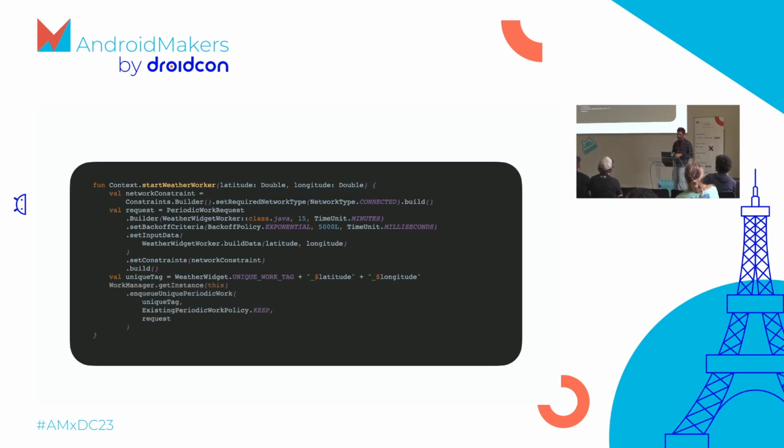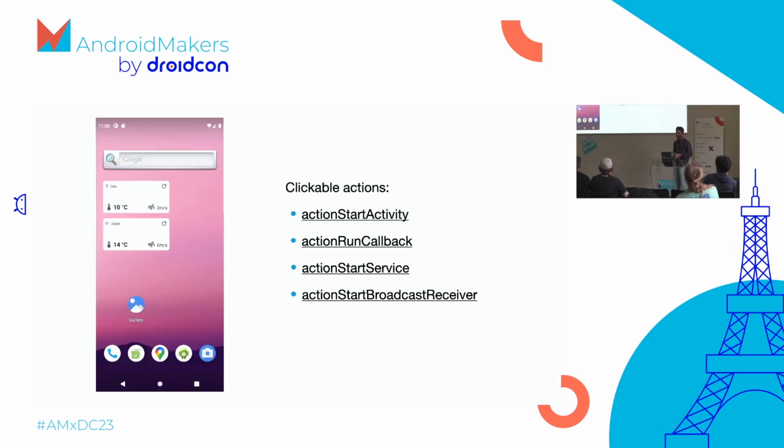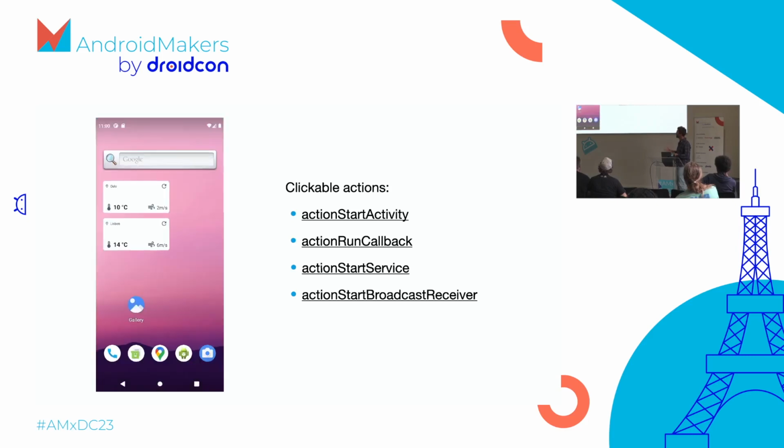And at the end, I'm enqueuing this periodic worker. So the next topic is opening from widget. When we click on the widget, we would like to have our application open and pass some parameters from that widget. In this case, since this is a very simple application, just to show you how Glance works, we'll just display what place you clicked and what the latitude and longitude are.